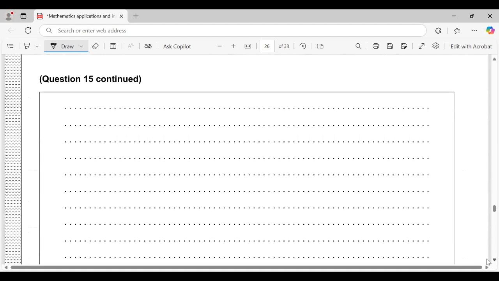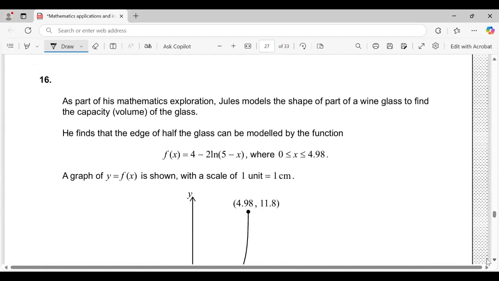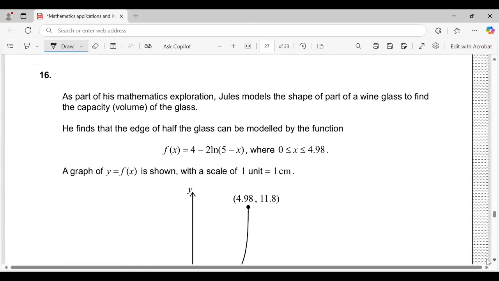Next question. As part of his mathematics exploration, Julius models the shape of part of a wine glass to find the capacity or volume of the glass. He finds that the edge of half the glass can be modeled by this function. A graph of y equals f(x) is shown with a scale of 1 unit equal 1 centimeter. So this is the graph of this function.